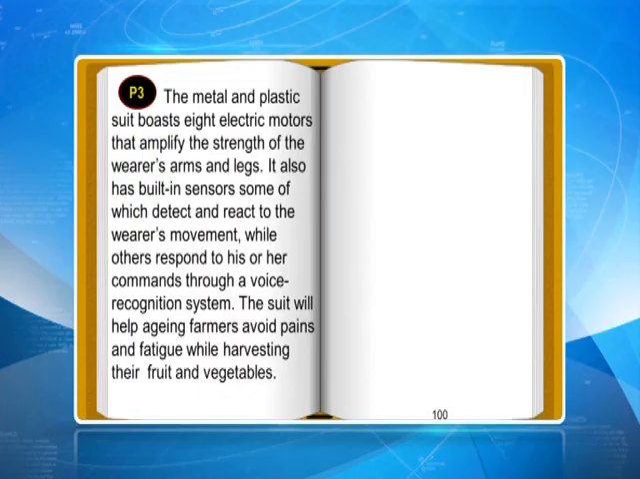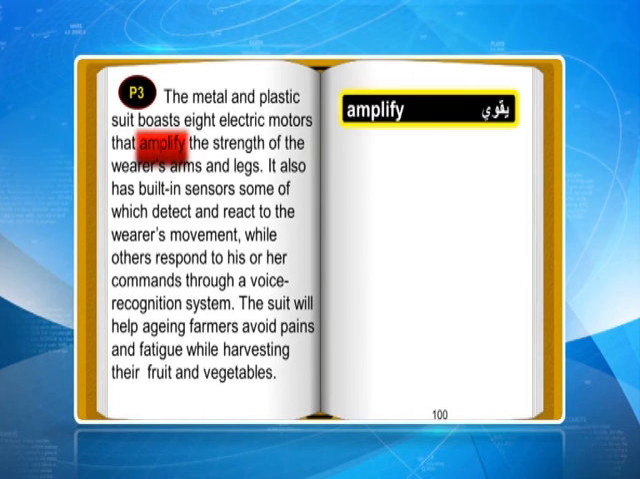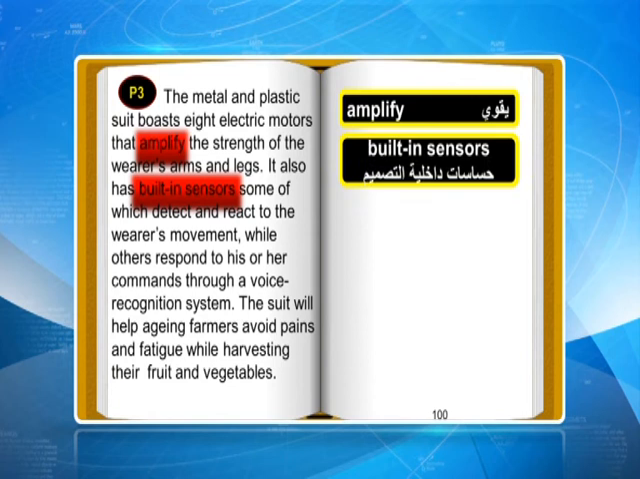The metal and plastic suit boasts 8 electric motors that amplify the strength of the wearer's arm and legs. Here we have to look for maybe some unfamiliar or difficult words, but you can manage to translate them through context. For example, the word amplify can be translated into yuqawwi. Okay? It also has built-in sensors. Of course, the word sensor is familiar to you because you have already seen it in grade 10. So it can be, for example, translated into حساسات داخلية التصميم.